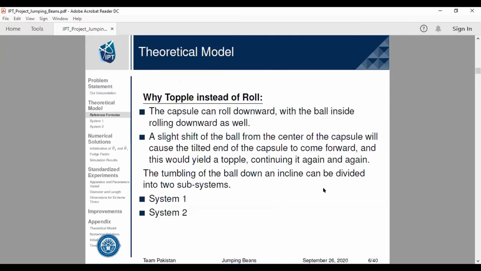So now discussing why the capsule topples instead of rolling. The capsule can roll downward with the ball inside rolling downward as well. A slight shift of the ball from the center of the capsule will cause the tilted end of the capsule to come forward, and this would yield a topple, continuing again and again.